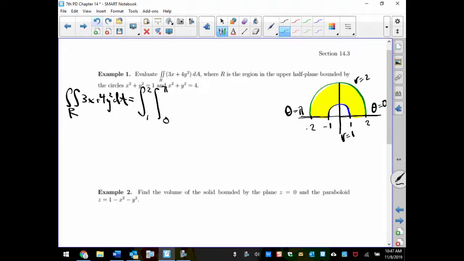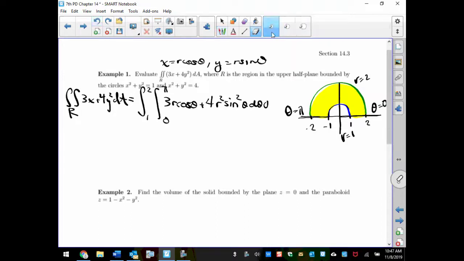And now remember, x is equal to r cosine theta, and y is r sine theta. So we'll replace x with r cosine theta and y with r sine theta. This is going to be plus 4 r squared sine squared theta, and we want d theta dr. Whoops, we have to throw that extra r in there. I knew I'd forget it if I wasn't careful. So this is r dr d theta. I think I put theta first, and then r.